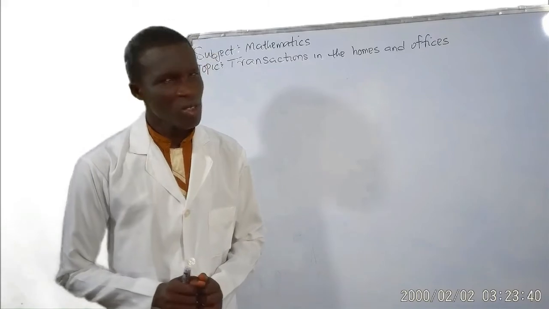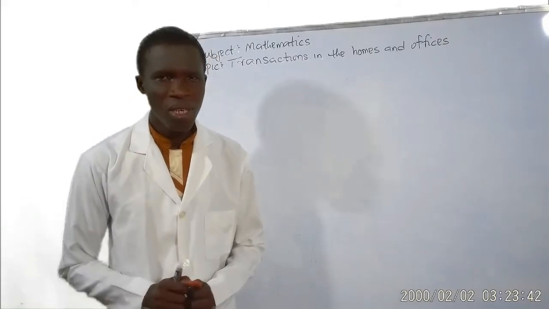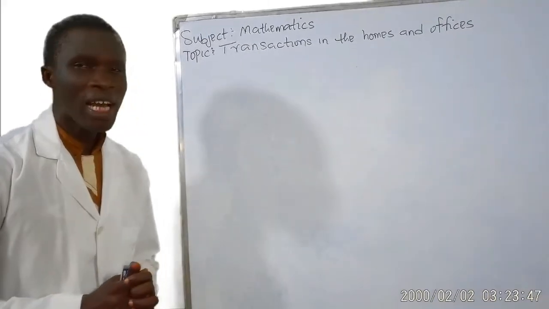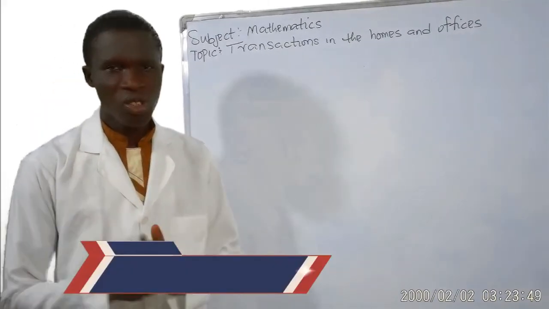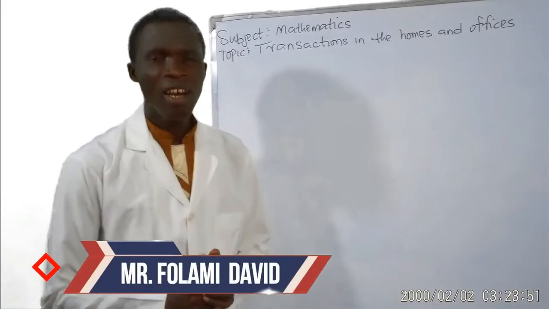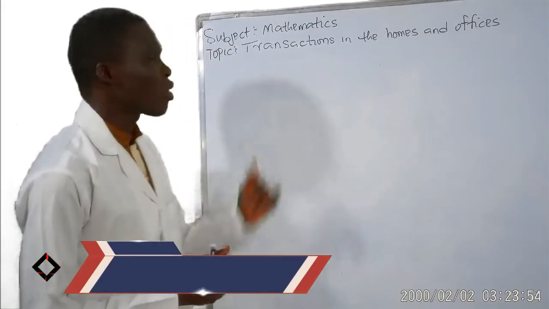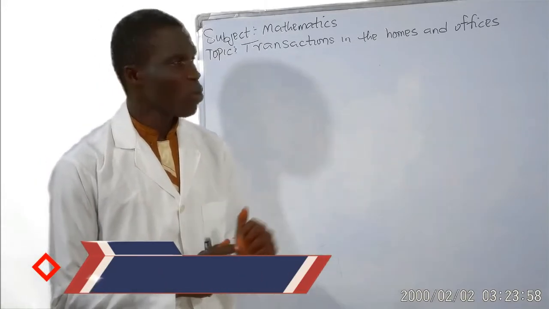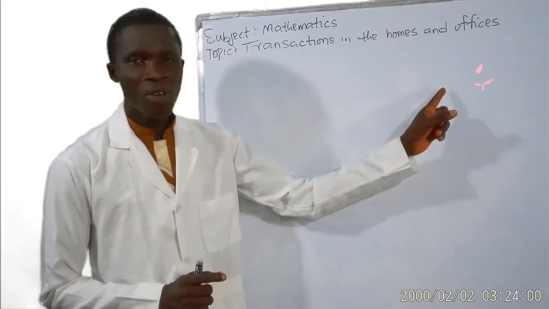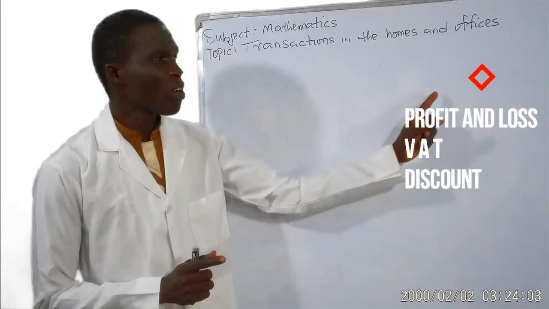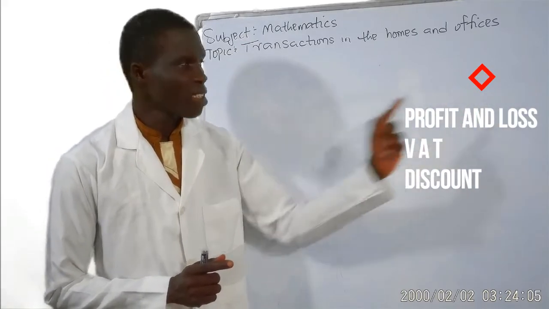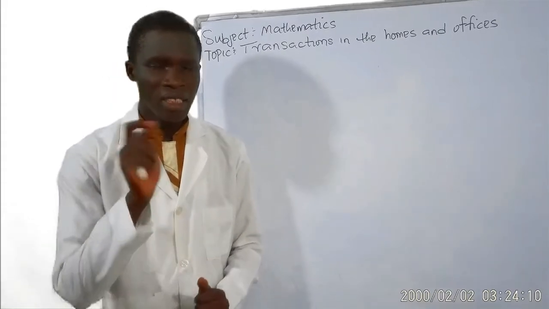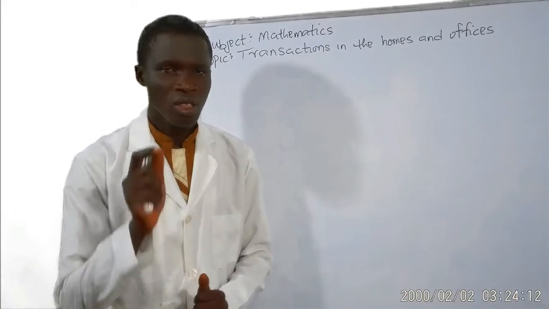Today we are going to consider this very important topic, and the topic is transaction in the homes and offices. Under this topic, we are going to consider these subtopics: we have profit and loss, we have VAT, value added tax, and we also have discount. So let's go to the class and see what this topic is all about.